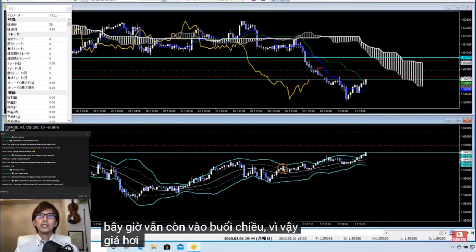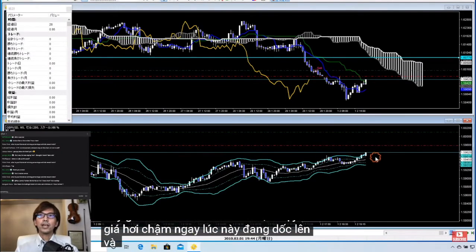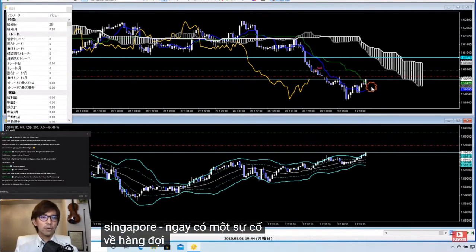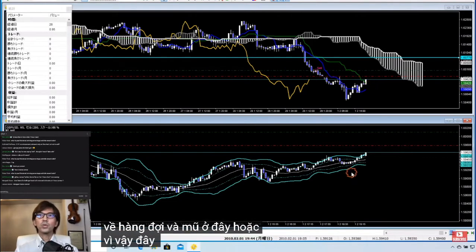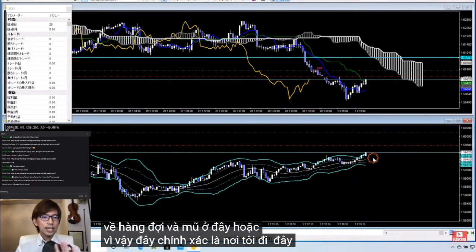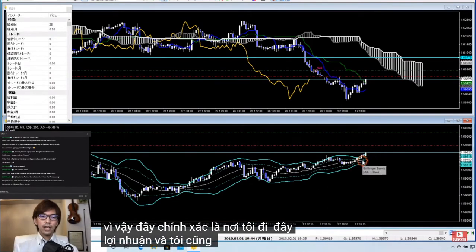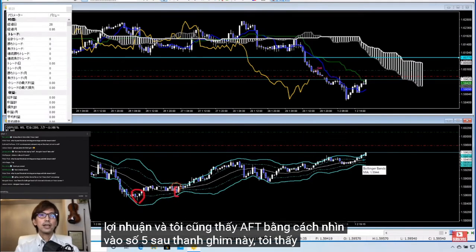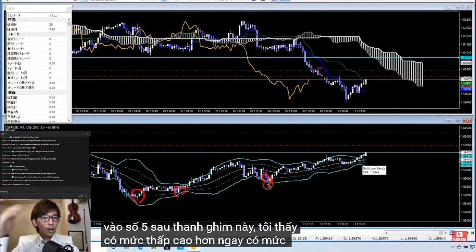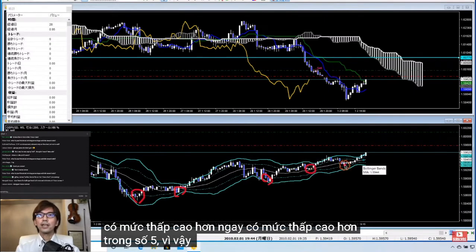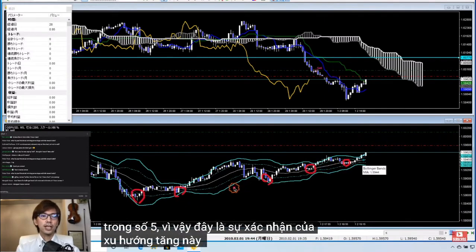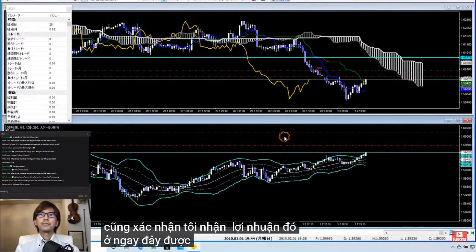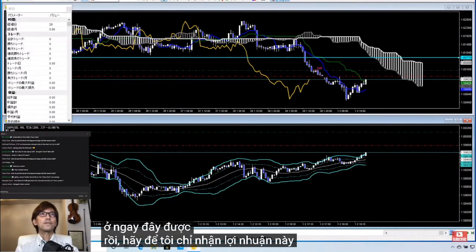Okay, now price is slightly sloping up, and it broke above the Kijun-sen too. There is a breakout of the Kijun-sen in this 1 hour chart. So this is exactly where I take this profit. And also, looking at the 5 minute chart after this pin bar, I see there are higher lows. This is the confirmation of this uptrend in the short term. So that also confirms me to take that profit right here. All right, so let me just take this profit for now.